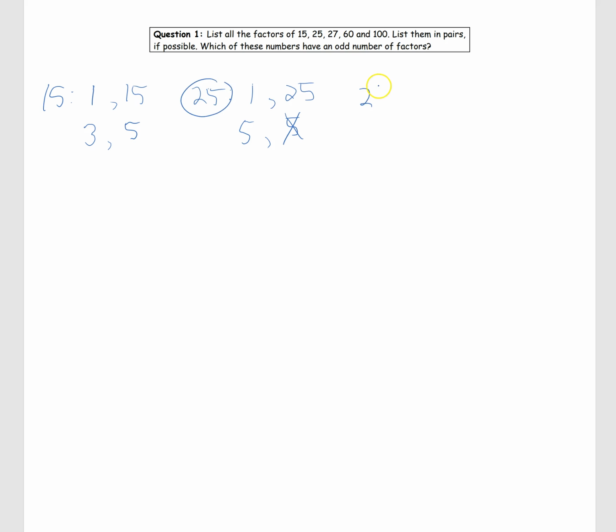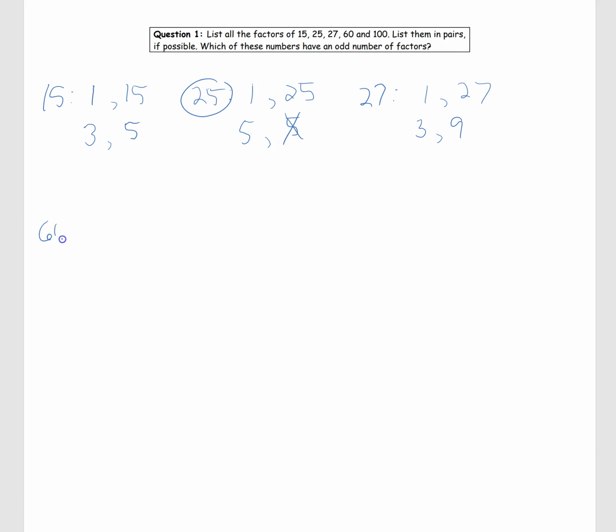If we move on to 27, again we have 1 and 27. 2 doesn't go into 27, 3 does though, and 3 goes into 27 9 times, so 3 and 9 are also factors of 27. 4, 5, 6, 7, 8 don't work, 9 does, but we've already listed it here. And 10 doesn't work, so these are the factors of 27.